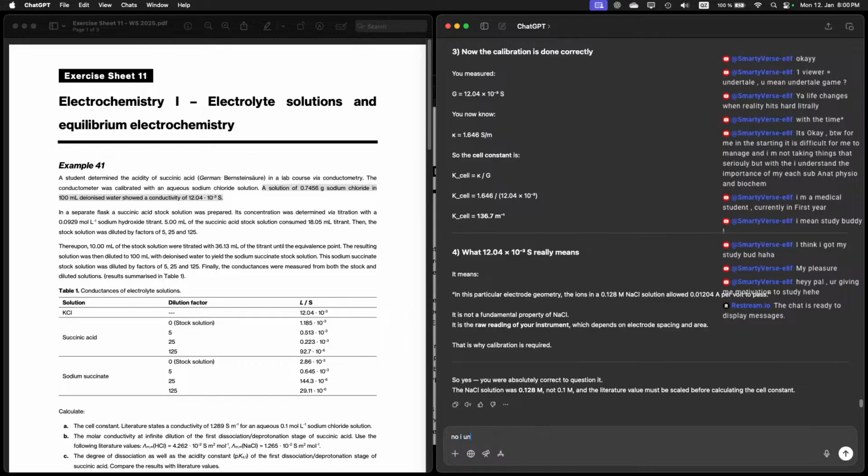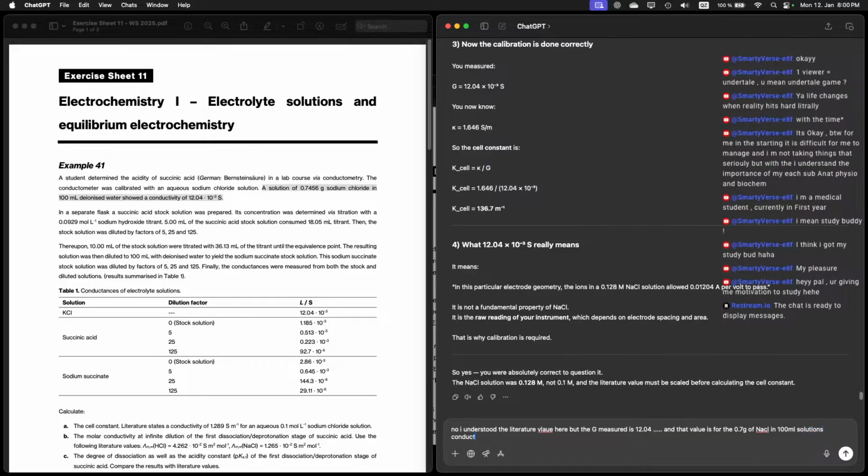No, I understood the literature value here, but the G measured is 12.04, and that value is for the 0.7 gram per liter solution's conductance, rather the one.